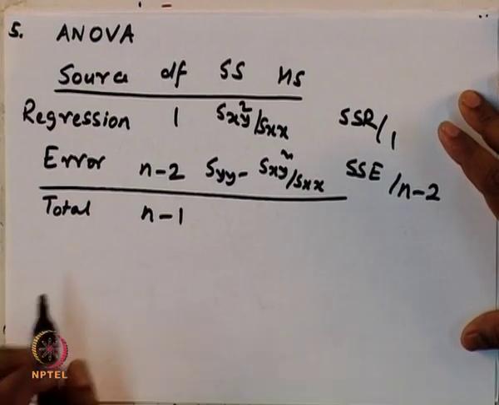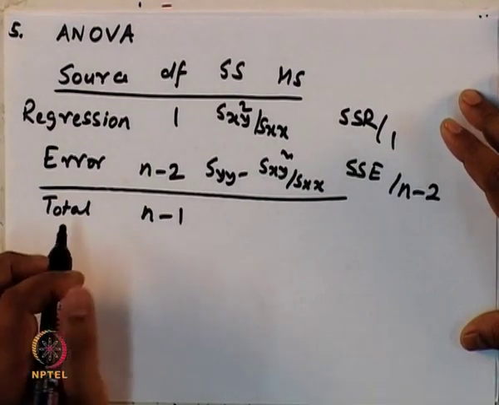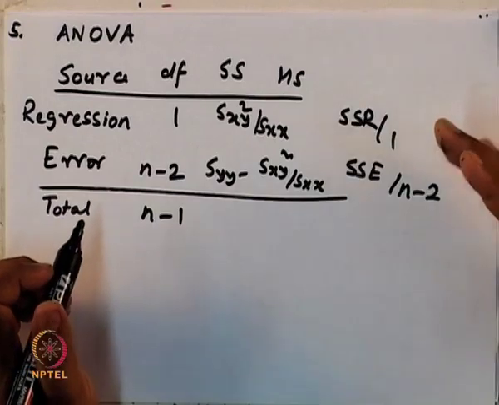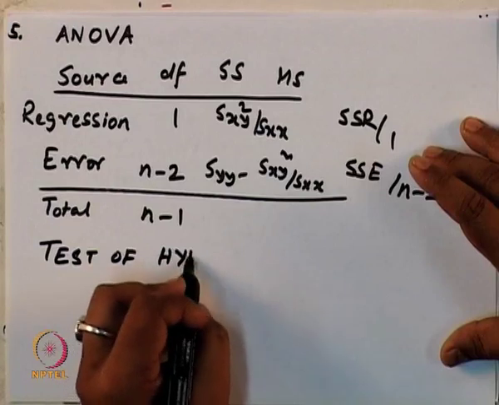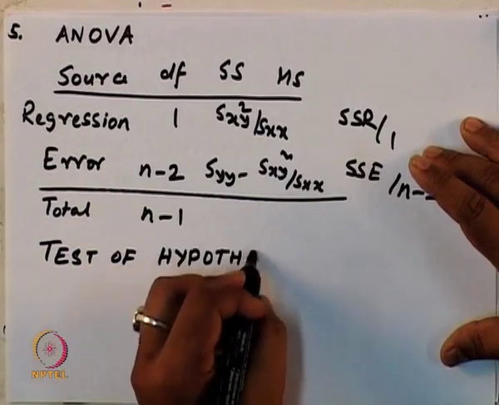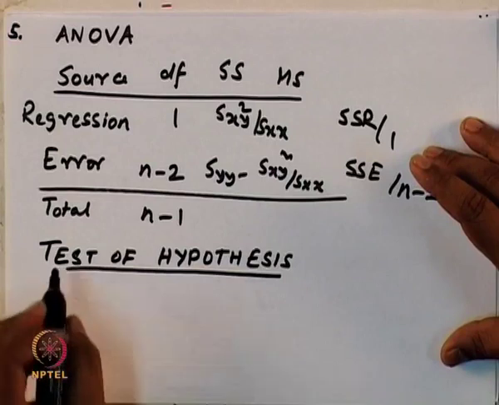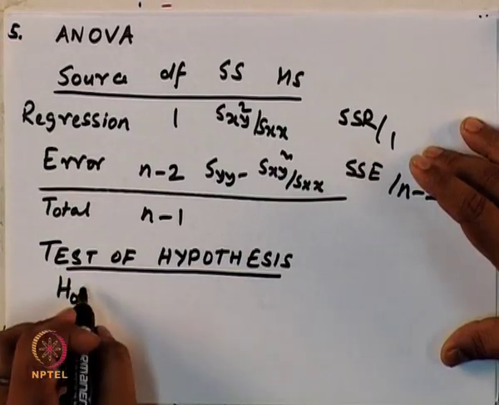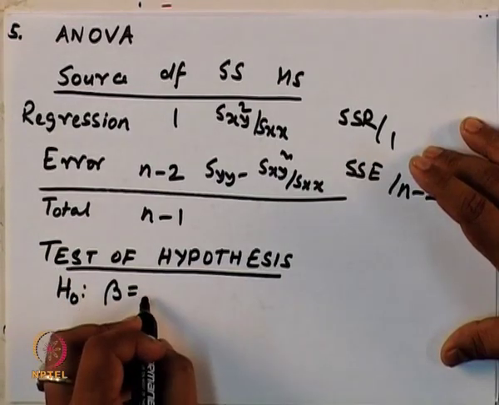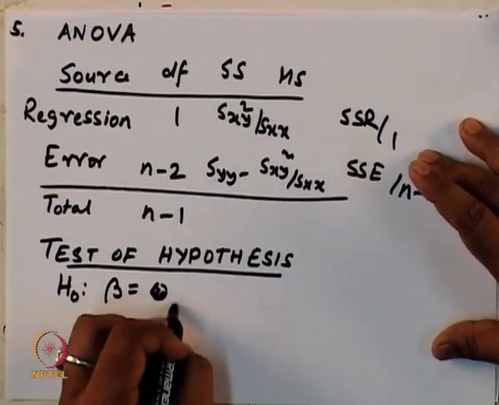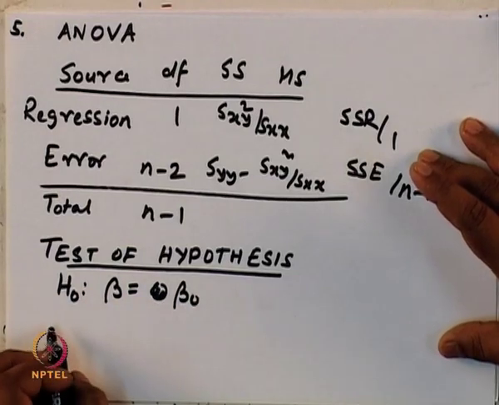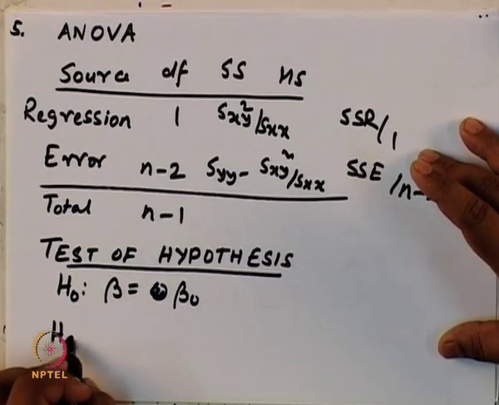Okay. So, if let us say we want to find out whether the linear regression is at all useful or not, we can write down the test of hypothesis. Okay. You can write down the test of hypothesis as saying H naught is B equal to 0, let us say, okay. Or you can, in general, you can say B equal to B naught, and alternative hypothesis H A.